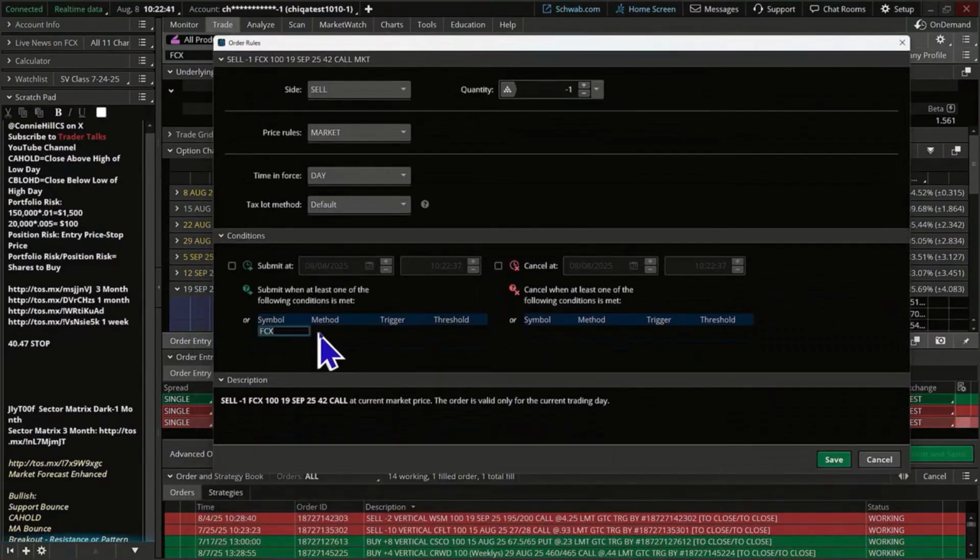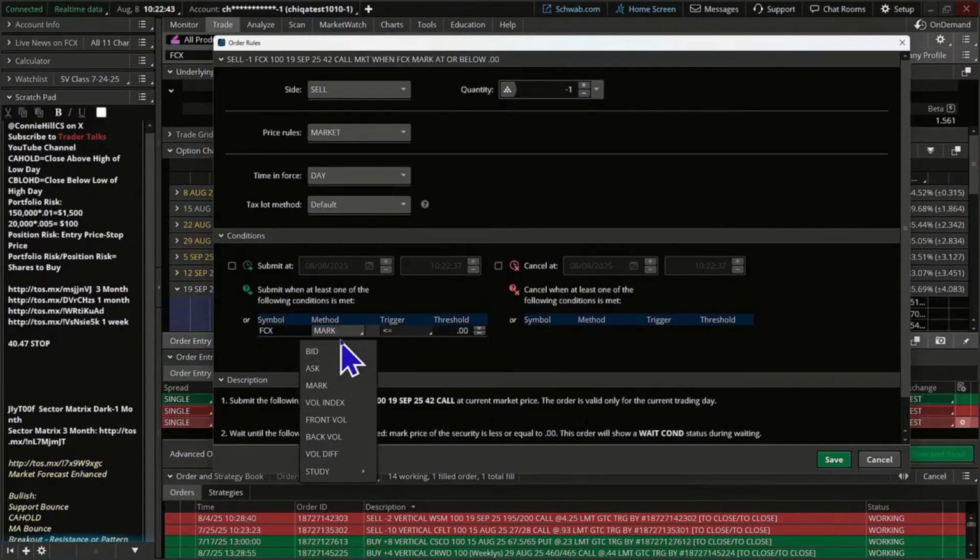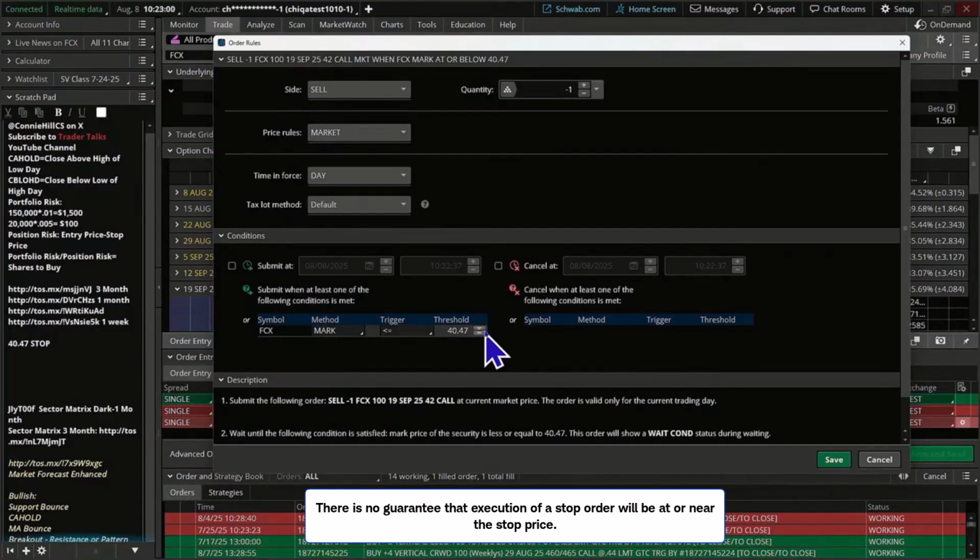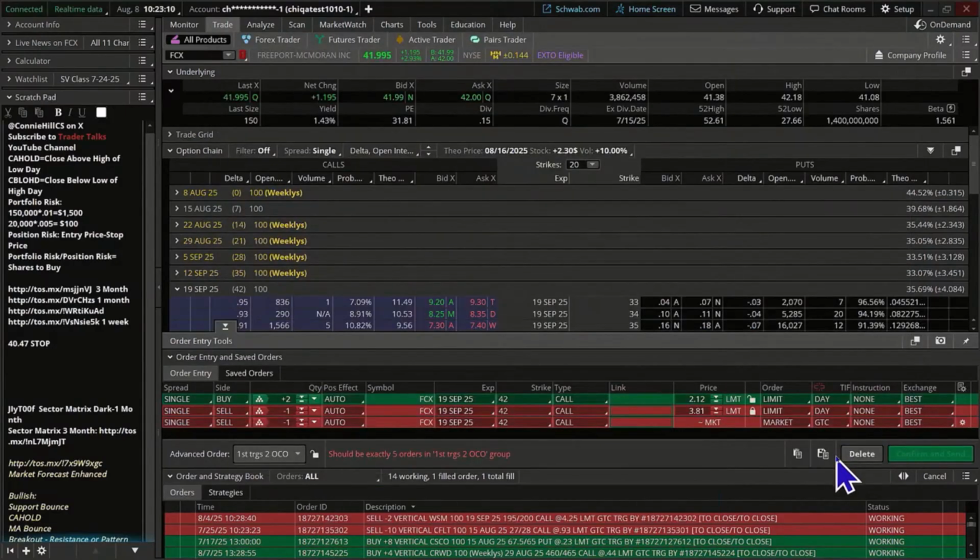We're going to say, all right, if FCX gets lower than or equal to $40.47, we want to be out. Let's go here, 40.47. There we go. Then we're saying if it goes that low, trigger a market order, get us out of the trade. We're going to make this good till canceled. And that's going to be the first part of the order.